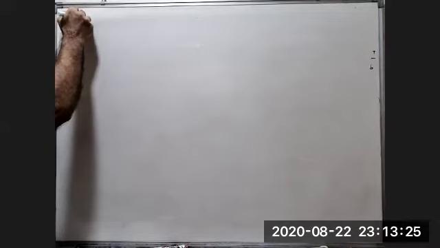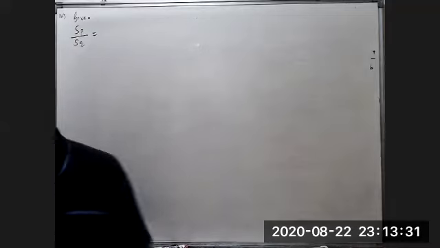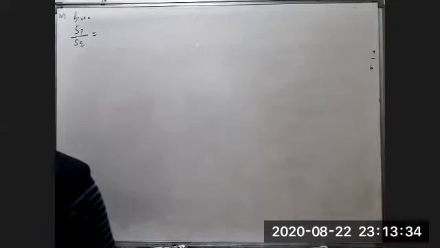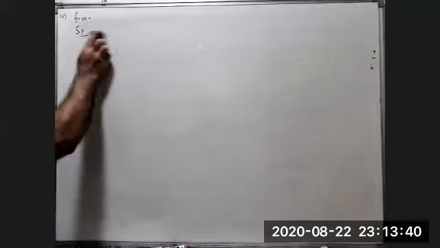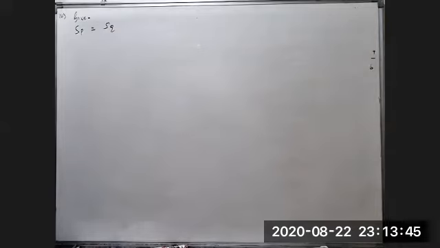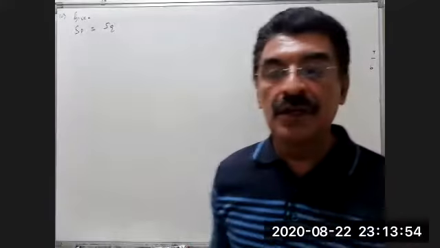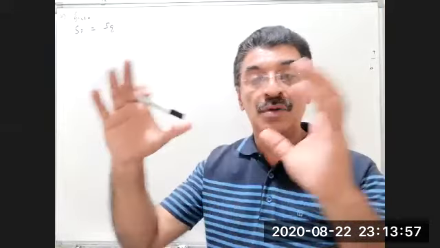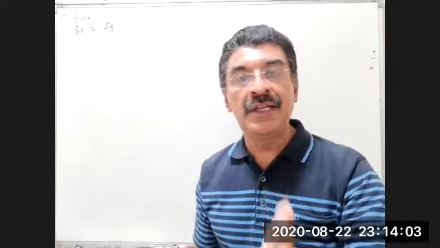So here, question number 10. What is given? Sum of P terms of an AP is equal to sum of Q terms, not a ratio. S_P is equal to S_Q. Find the sum of P plus Q terms. In all such questions, whenever a relation between 2 terms is given, we write the formula and get a relation between A and D.